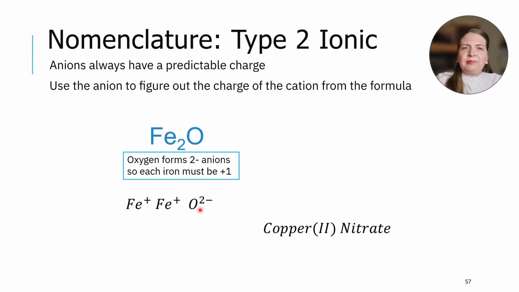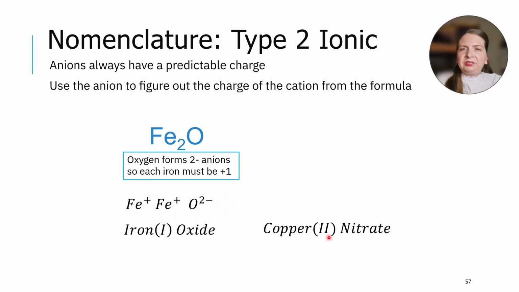Since the compound must have an overall charge of 0, the 2 iron ions must provide a total charge of 2 positive. Each iron ion must therefore have a 1 positive charge. The name of this compound is iron(I) oxide. The Roman numeral indicates the charge of the iron ion, and the IDE suffix indicates that oxygen is now a monatomic single element anion.